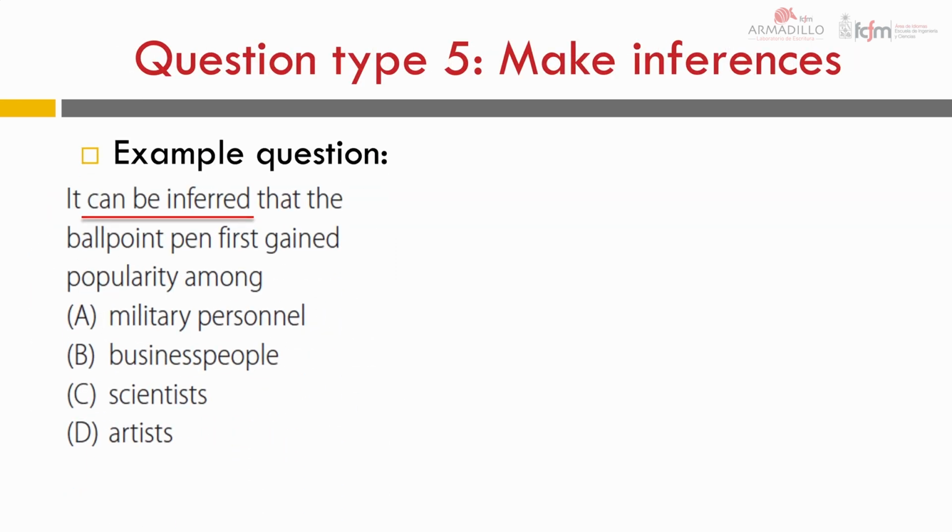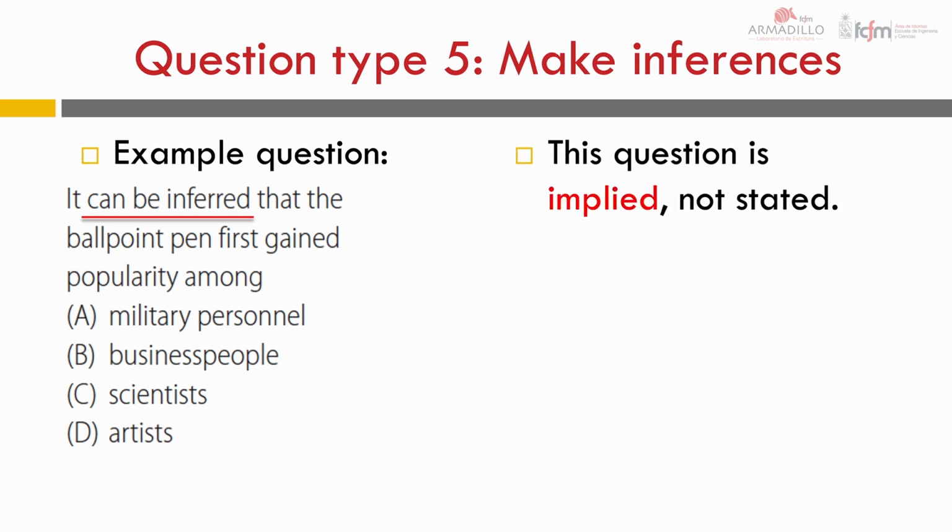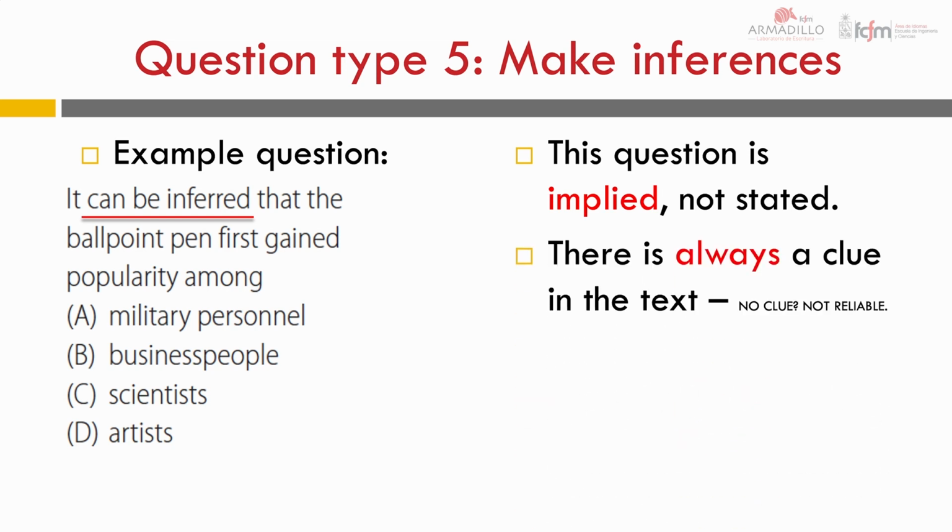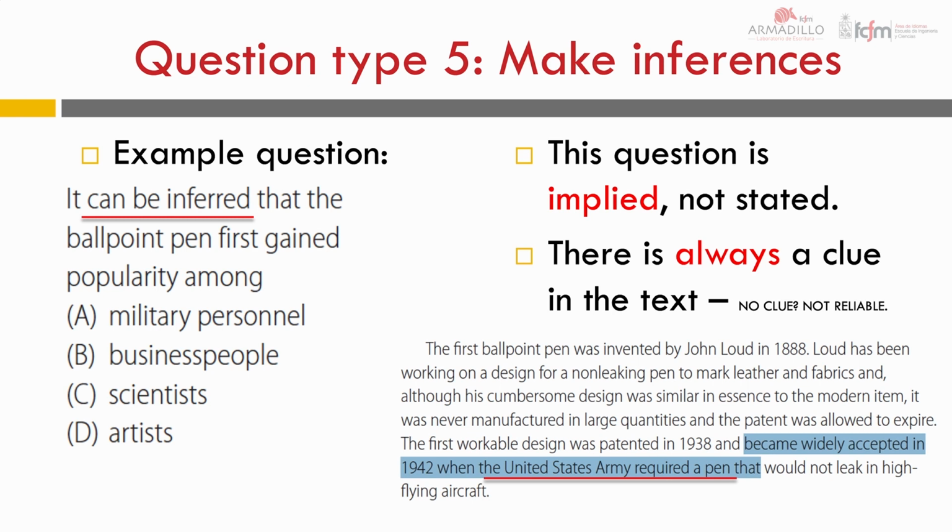It can be inferred, literally, that the ball paint first gained popularity among a certain group. This question is implied, not stated like details. There's always a clue in the text. Even if it's implied, there's always a clue, otherwise it's not a reliable answer. And here's an example. You see there's a clue in the text. The United States Army requires a pen, so the right answer is letter A, military personnel. In this case, they're using sort of a synonym of this phrase because they usually do that. They give you synonyms. They are not going to use the exact word that appears in the text.